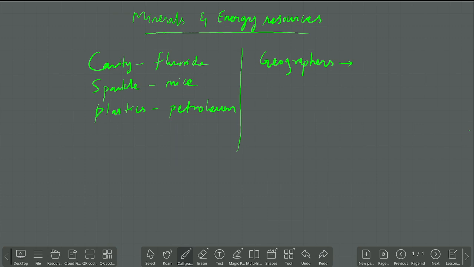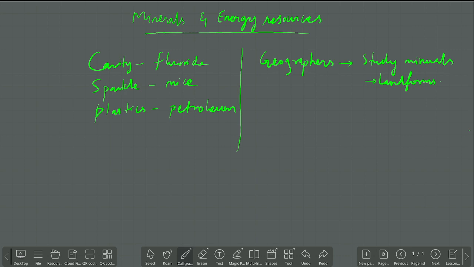Geographers study minerals as part of the earth's crust for a better understanding of landforms. It is for the landforms. They will read about different landforms. So by the way, they will study minerals.